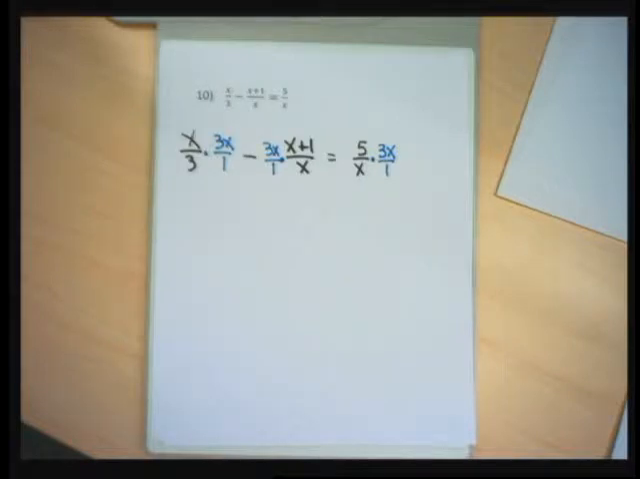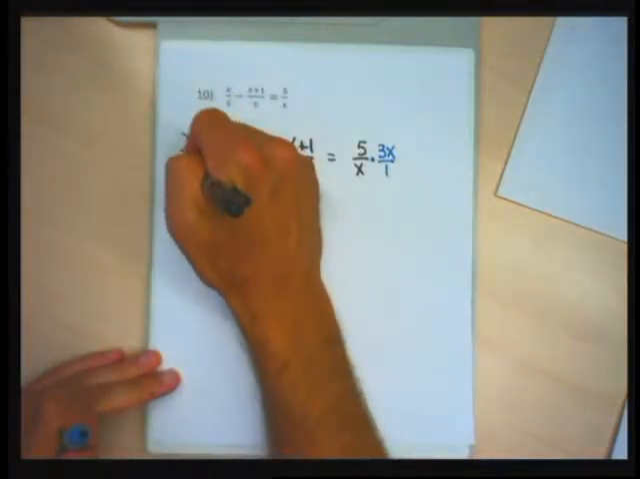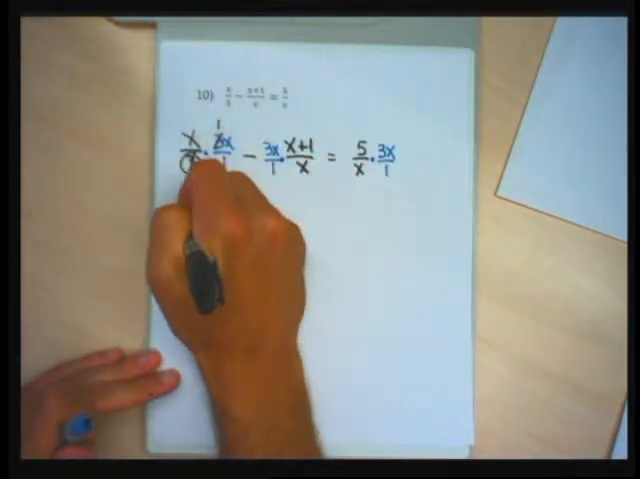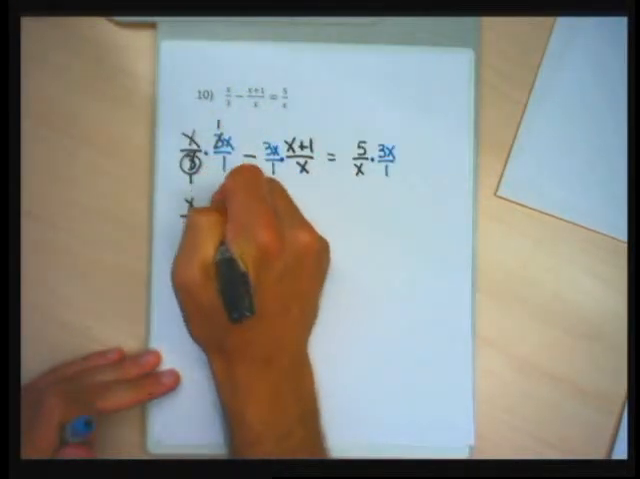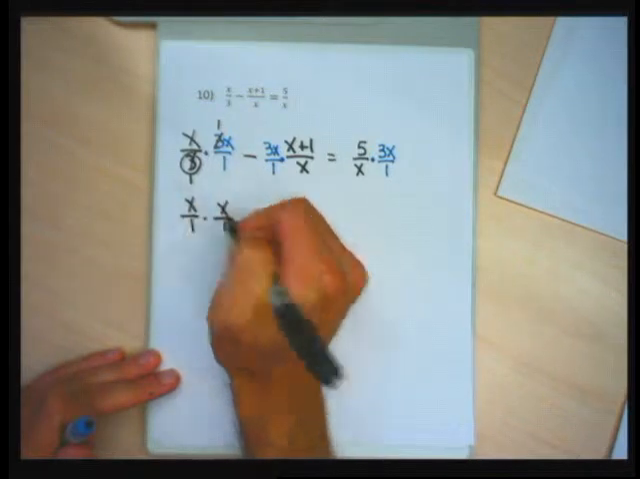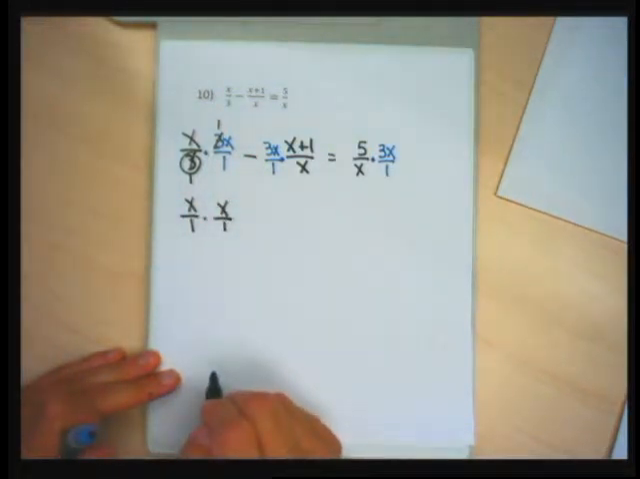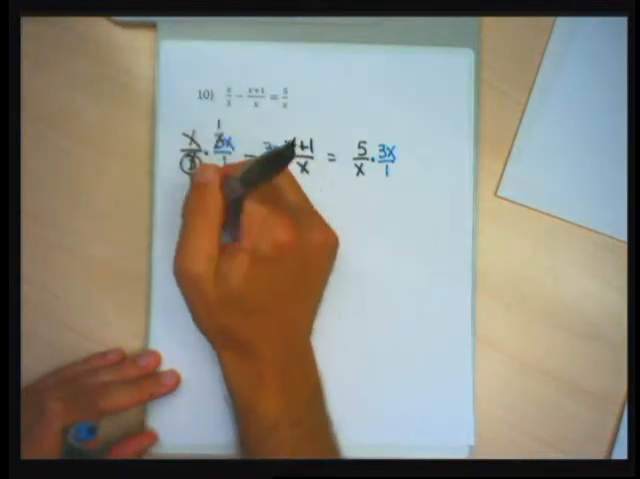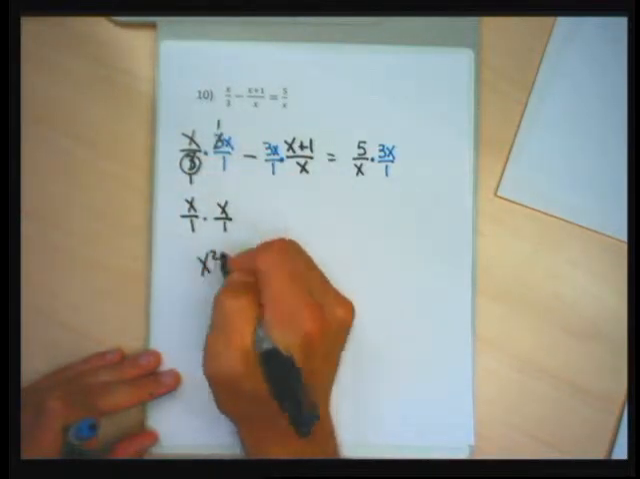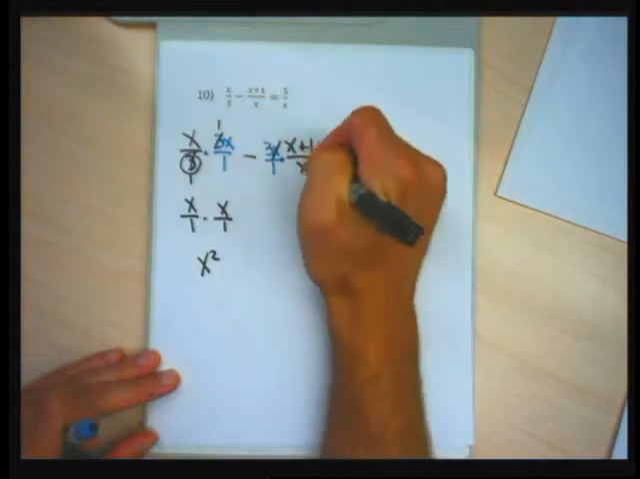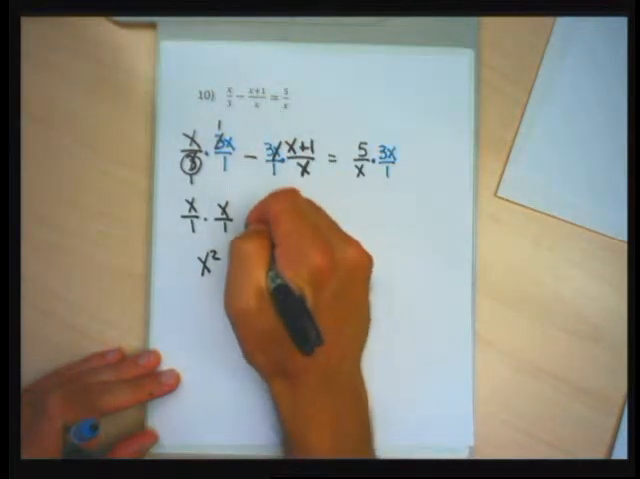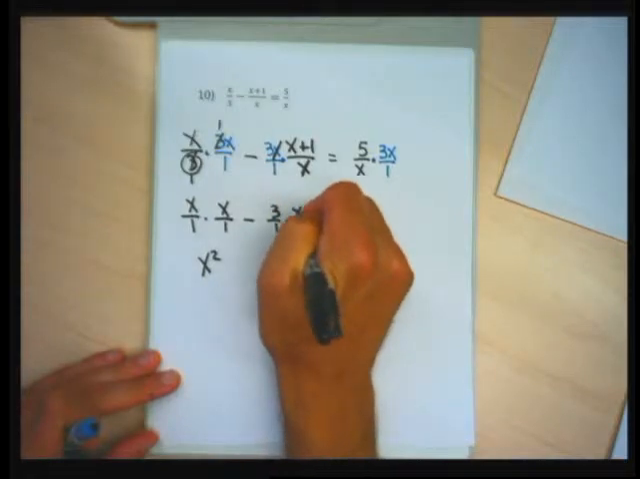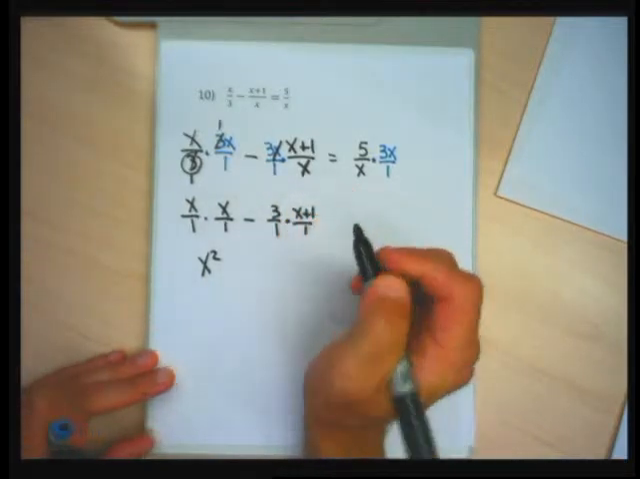So, ready to clear the fractions. First fraction, 3 cancels with the 3. They turn into 1s. Technically, I'm left with x over 1 times x over 1. The fraction goes away because I just have a couple of 1s. I multiply the x and the x and get x squared. Second piece, x cancels with an x. I have a minus 3 over 1 times x plus 1 over 1.